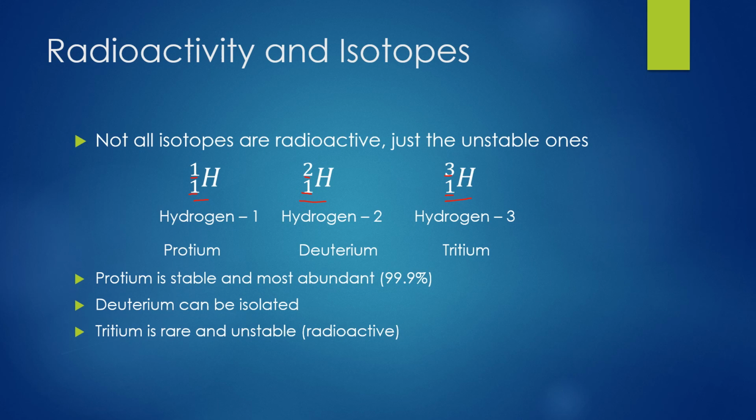Protium, hydrogen 1 here, is the most stable and most abundant. Okay, so since it's the most stable, that hydrogen 1 is not going to be radioactive, because we need an unstable isotope in order for it to be radioactive. So out of these three isotopes of hydrogen, there's only one that's unstable, and that is the last one, tritium. It's rare, and since it's unstable, it can be radioactive.